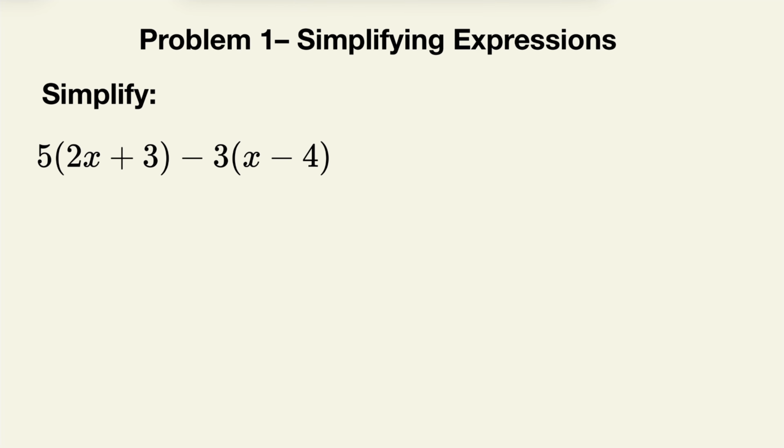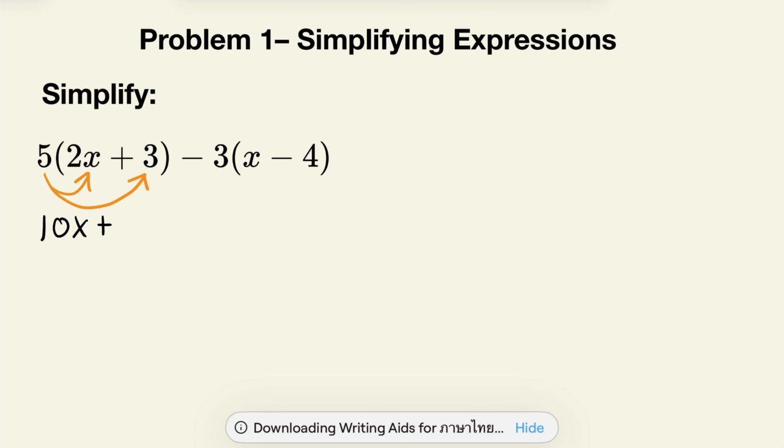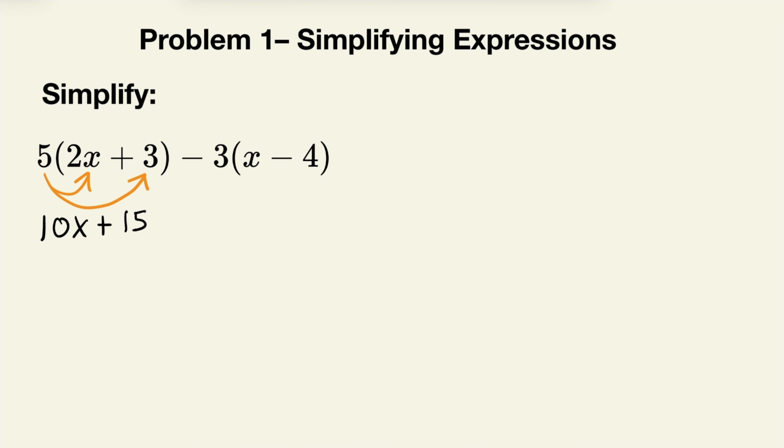So we'll start with 5. We're going to distribute it to each term within the parentheses, to the 2x and to the positive 3. And so when we do that, we get 10x plus 15. Okay, and then we are going to distribute the negative 3 to x and to negative 4. So that becomes negative 3x plus 12.